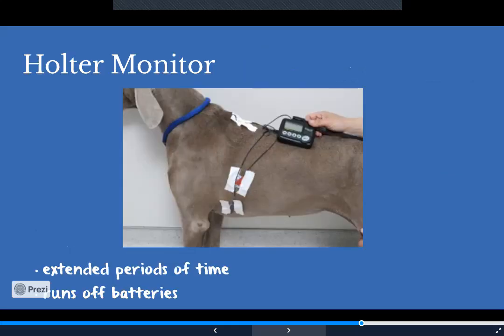Another way of monitoring ECG too, and this is really nice, especially if you have hospitalized patients, is using a Holter monitor. So this has been really great. Like, say you're monitoring a patient after splenectomy or after a GDV, placing these so you don't have those clips on their legs after a long period of time.